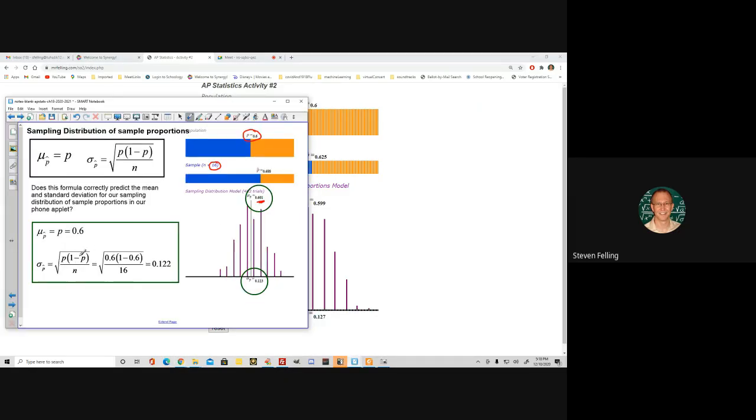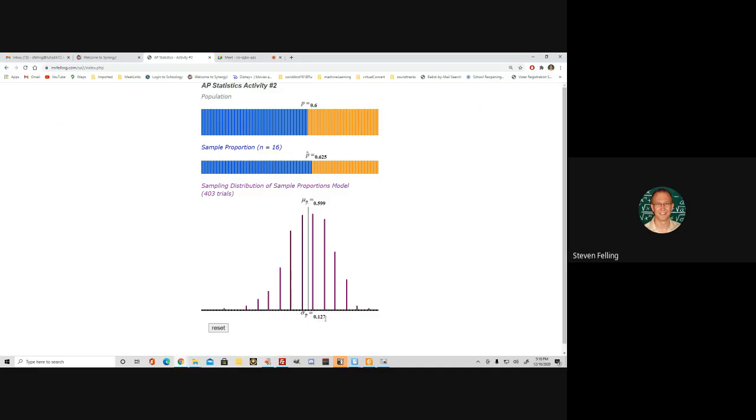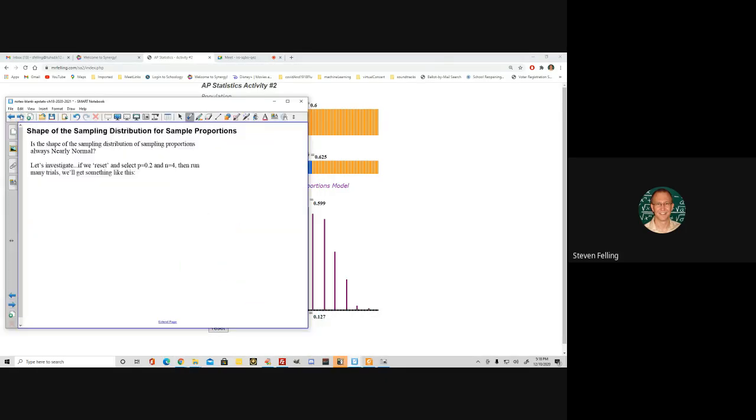The square root of pq over n: if p is 0.6 and q is the other 40%, and you took the square root of 0.6 times 0.4 divided by the sample size of 16, we should have a standard deviation of the sampling distribution model of about 0.122. When I ran that before, I got 0.123. When I ran it just now, I got 0.127. So yours should be very similar. I do have a little section here in the notes where you could try this. You can try resetting and trying different p and n values.